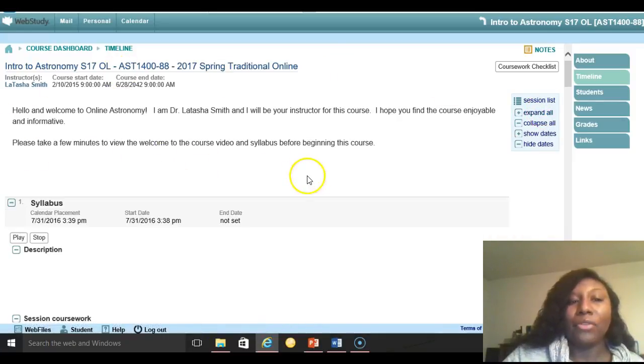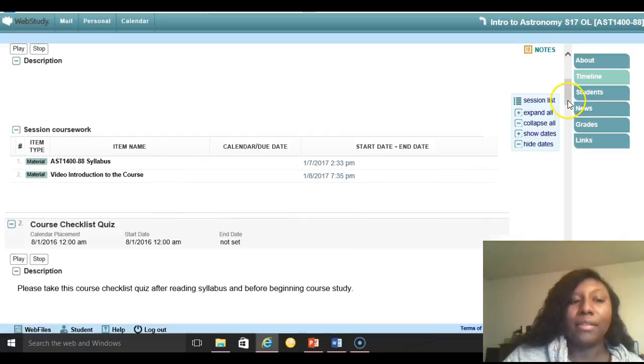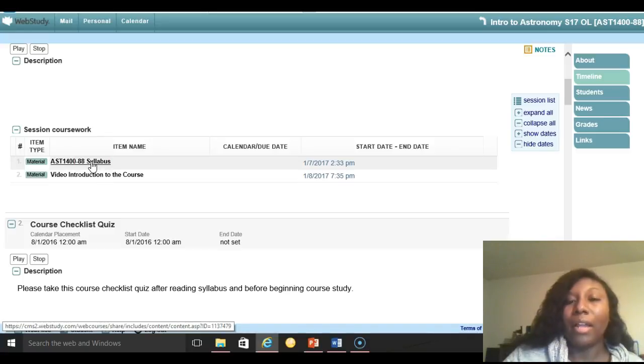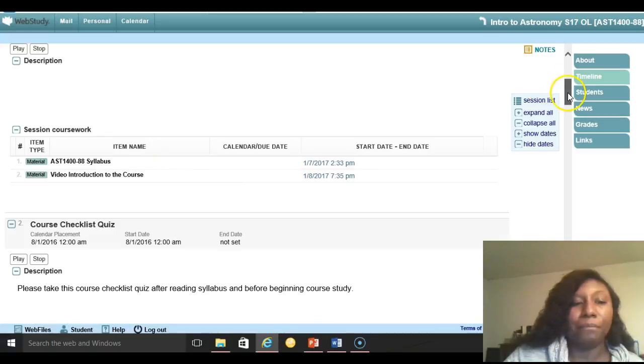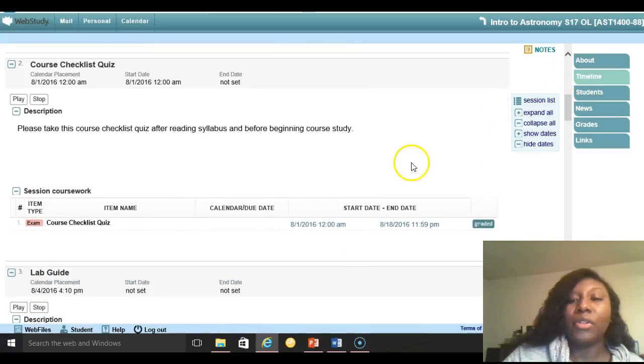Notice initially I have an introduction to the class written out for you. We start off with the syllabus, and just simply click the tab and you will have access to the syllabus. The syllabus will give you information about how the course is graded, the material, for example, that you have to include in your assignments, when the lab assignments are due. All that information is included in your syllabus. The video introduction is what you're provided now and what you're obviously watching at this particular time. The course checklist quiz is what you should complete before you start the course.